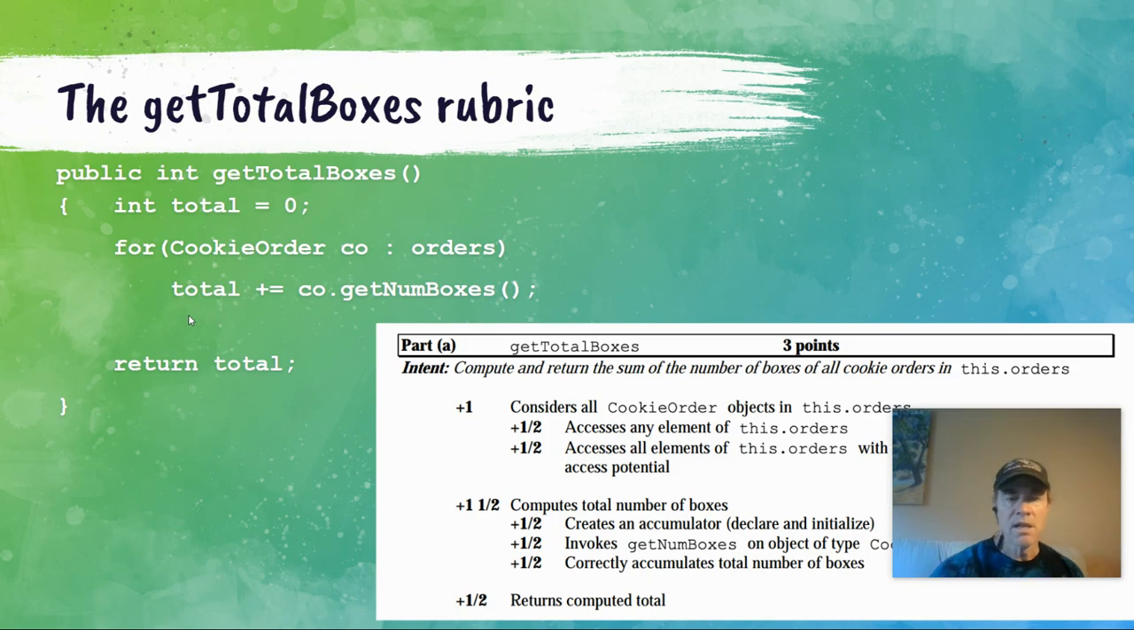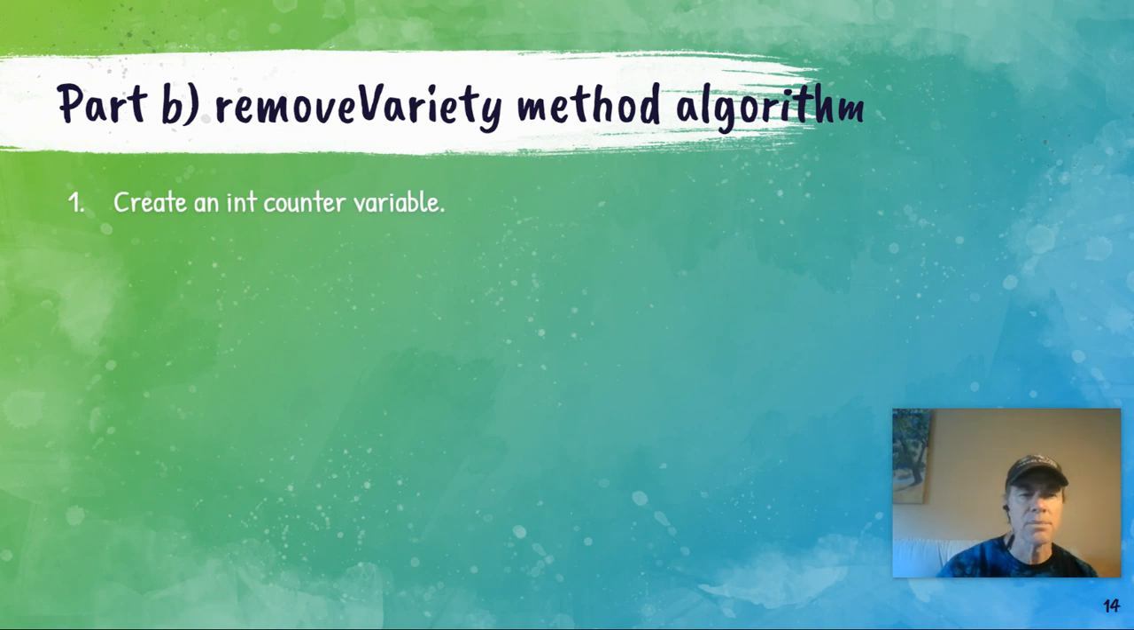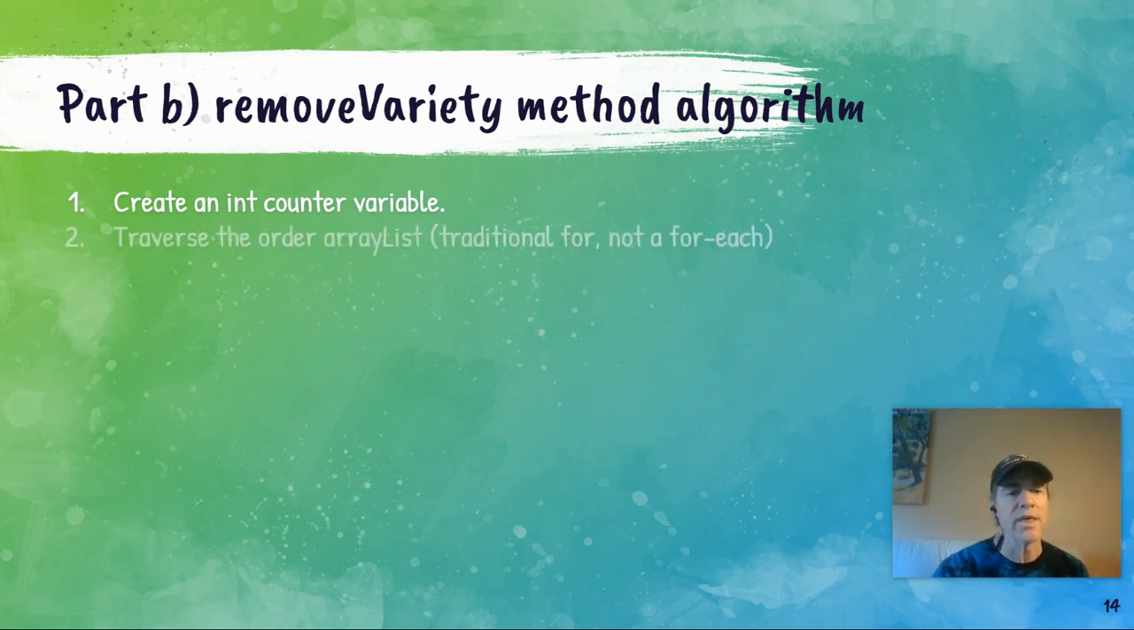The remove variety has the exact same problem that we did before. This is returning, I believe, how many orders did we remove? They don't want the array list, which is what we did in the previous problem. They want to count up how many boxes were in each element that we're removing. So I'm going to create a counter variable for that. I'm going to traverse my order array list. Similar to the other issue, I'm not going to use a for each. I've got to use a traditional for because I'm going to be removing elements.